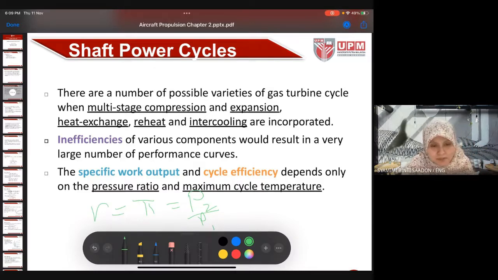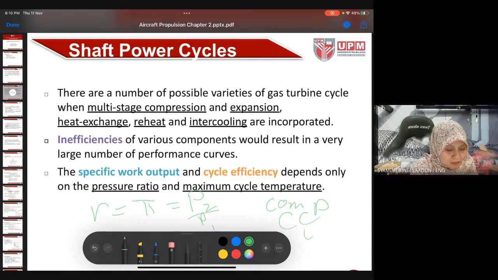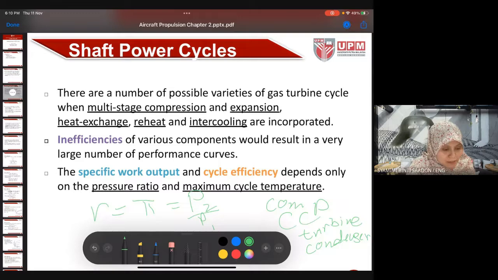Then the maximum cycle temperature. The basic gas turbine cycle needs a minimum of three components: the first is the compressor, the second is the combustion chamber, and then the turbine. For a power plant gas turbine closed cycle, we also have a condenser. The maximum cycle temperature is usually the temperature at the inlet of the turbine, meaning before the expansion.